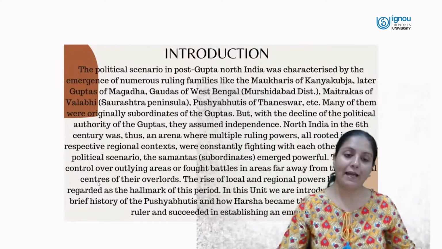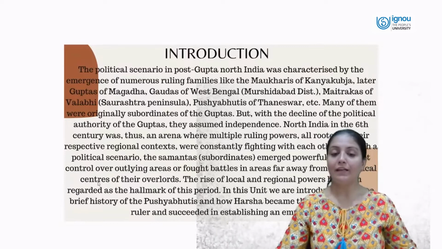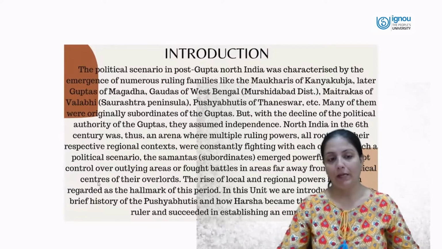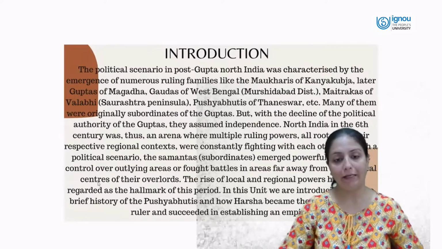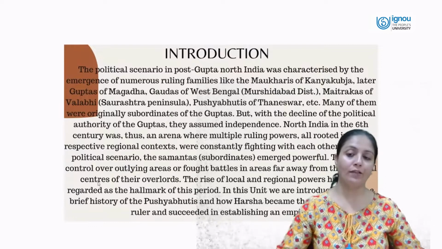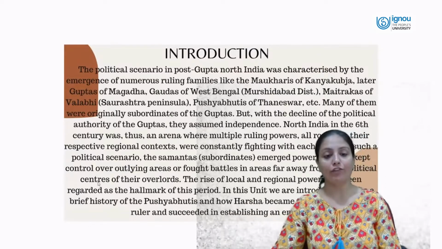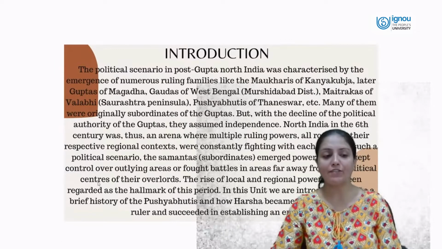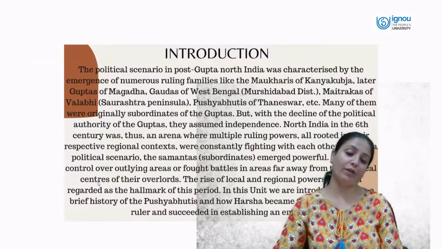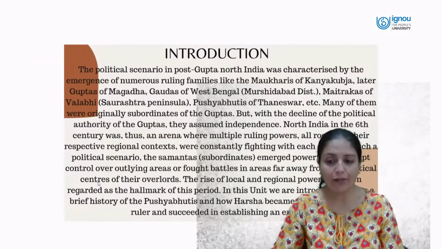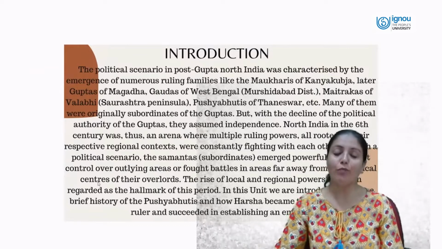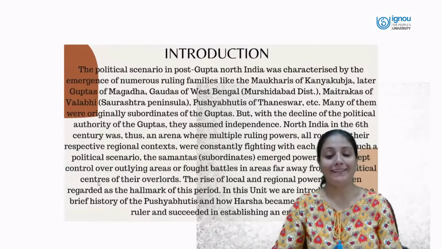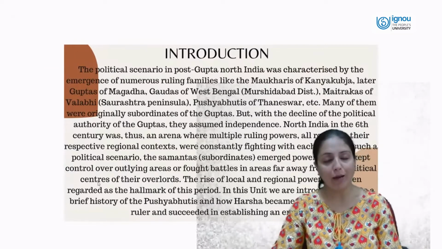In such a political scenario, the Samantas, meaning the subordinates of the king, emerged powerfully. They kept control over outlying areas or fought battles in areas far away from the political centers of their overlords. The rise of local and regional powers has been regarded as the hallmark of this period. In this unit, we are introducing you to a brief history of the Pushyabhutis and how Harsha became the most powerful ruler and succeeded in establishing an empire.